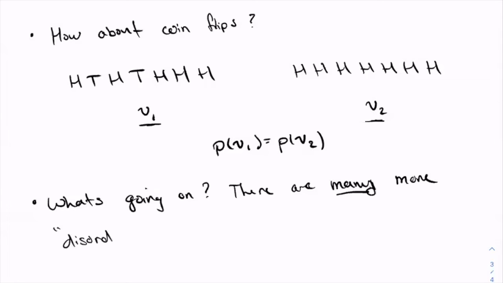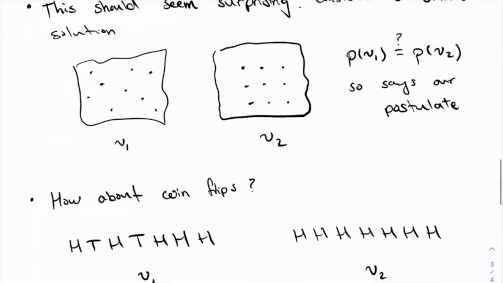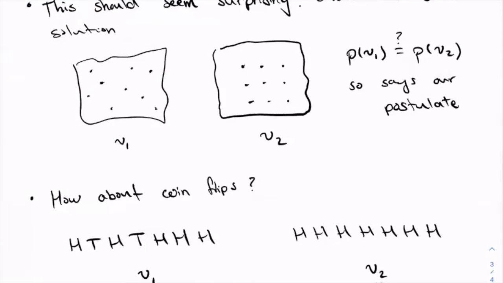I'll use the term disordered states to be like microstate number 1 over there on the left of our coins, a seemingly random sequence of heads or tails. Then ordered states, the sequence of all heads on the right. That should be contrasted with the microstate of our dilute solution on the left, which is seemingly at random.